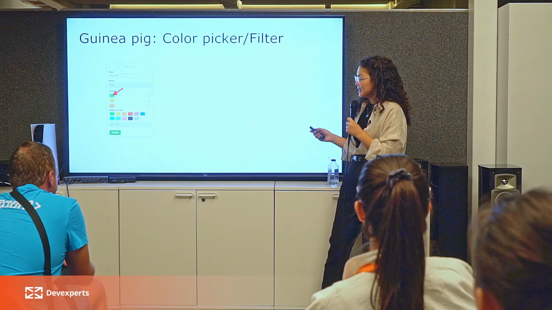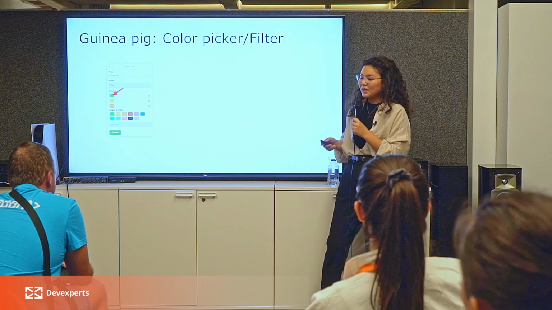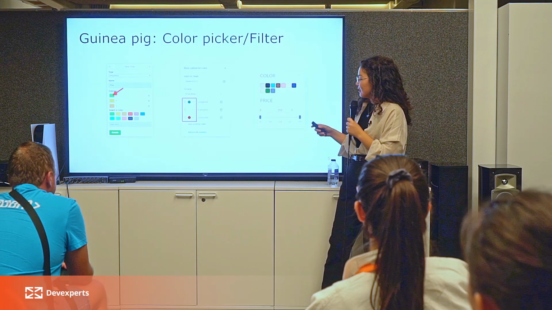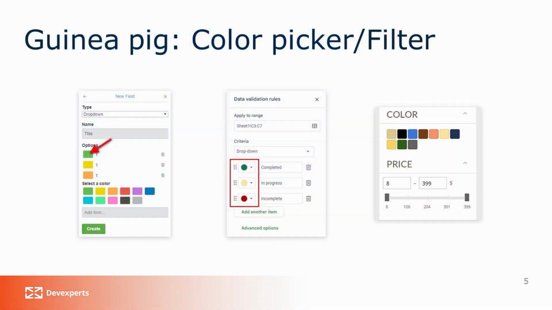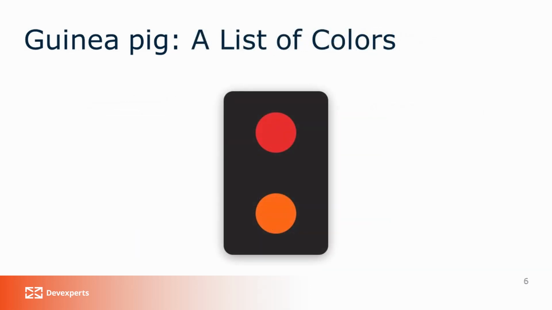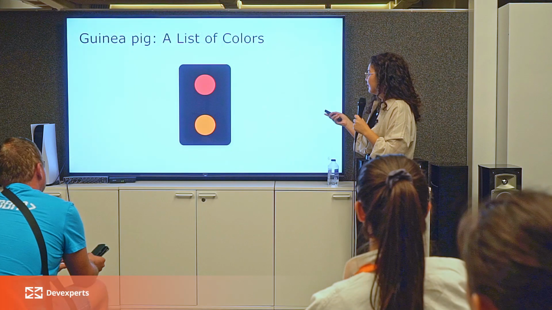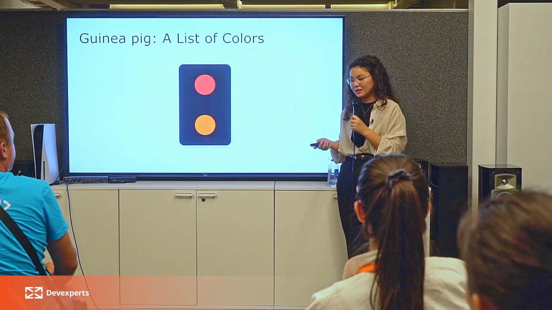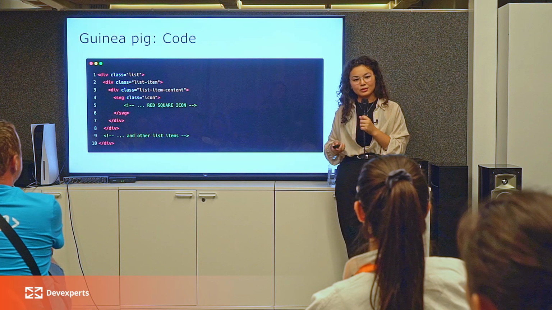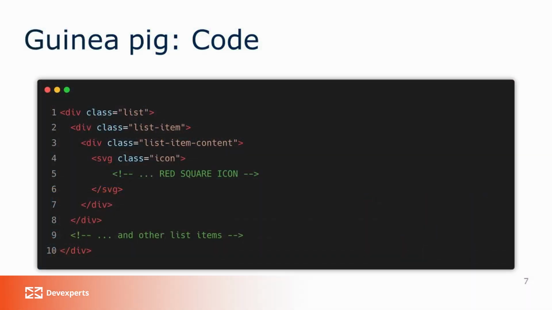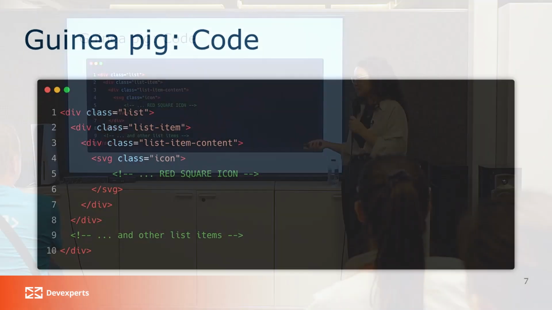It will be a simple color picker filter like any of these. And I bet you've seen, especially the last one, in clothing shops. It's very common. But we will focus on the list itself because I want to keep it as simple as possible and I don't want to bore you with tons of code. So this is our guinea pig, and this is the code for the guinea pig. As you can see, it's super mega simple code. It's just a list with SVGs.